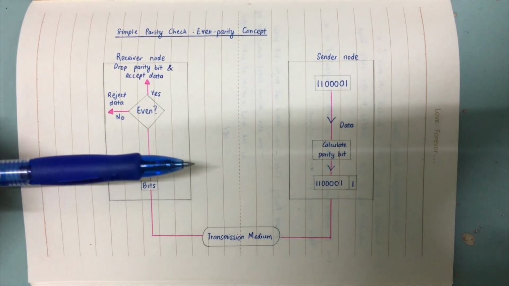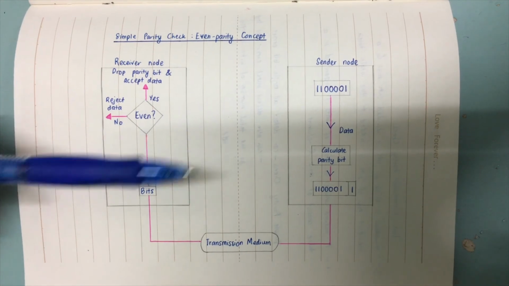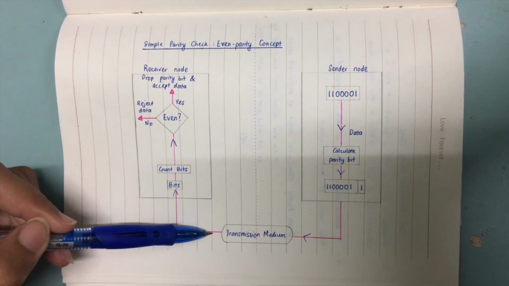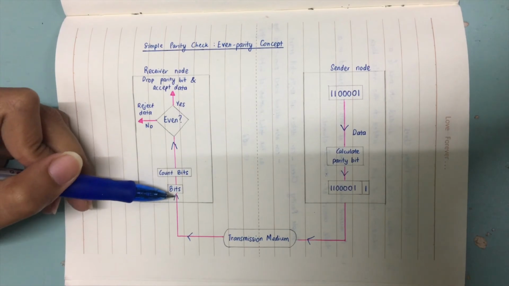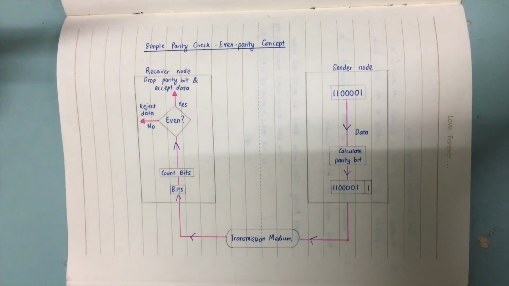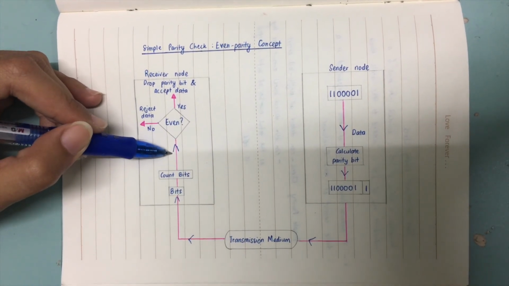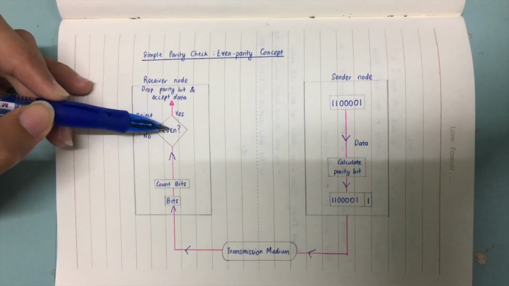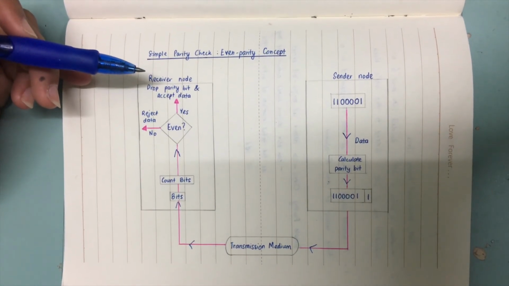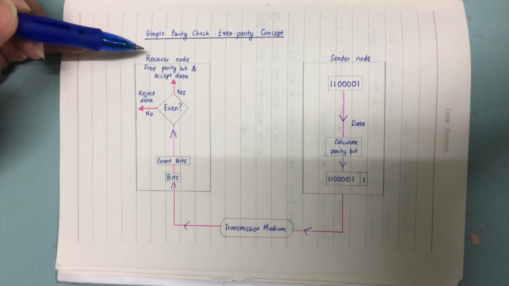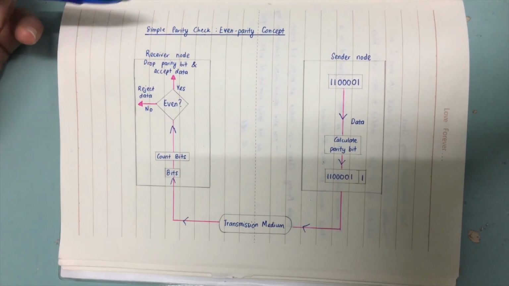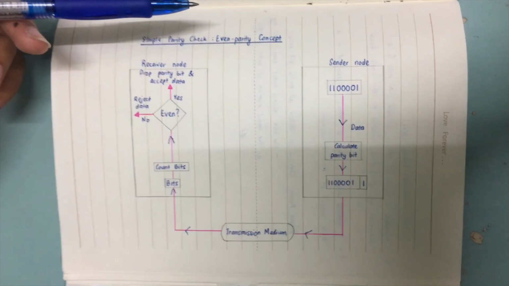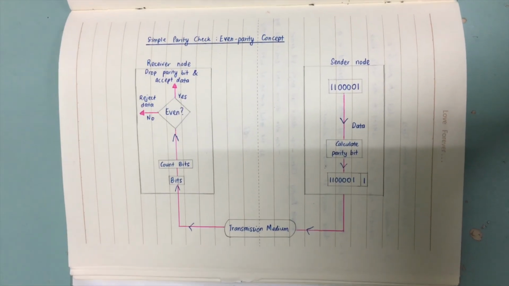So the system now transmits the entire expanded unit across the network link. Next, it travels through the transmission medium, and then it goes up here to count the bits of the data unit. Now it will check whether the amount of ones is even or not, because this is the even parity concept. The total was 4, right? So it is even, so yes, drop the parity bit and accept the data. The same process applies to the odd parity concept.